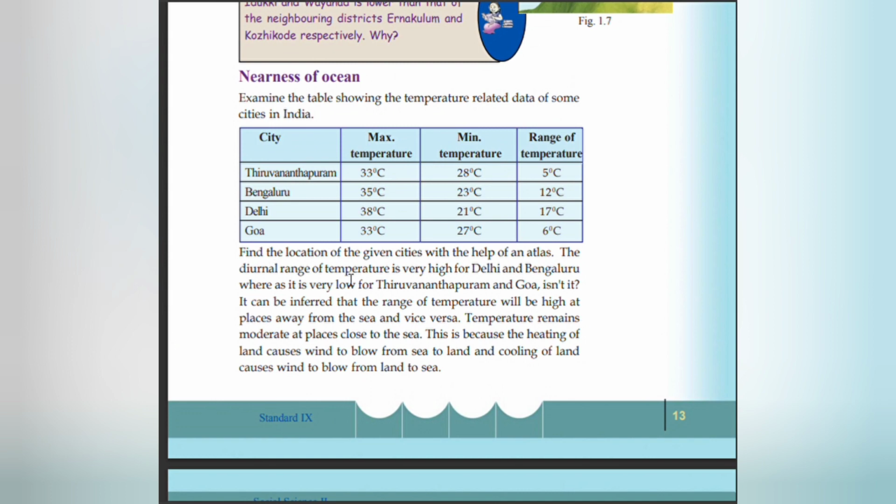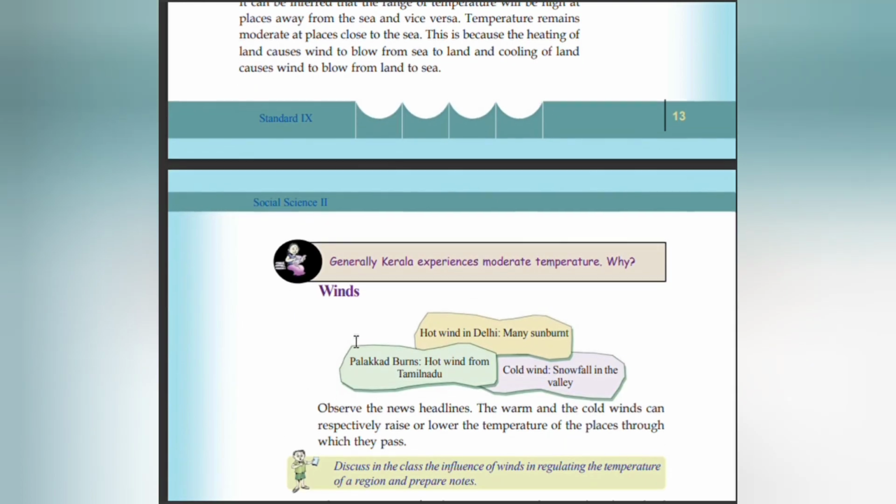The diurnal range of temperature is very high for Delhi and Bengaluru, whereas it is very low for Tirunelveli and Goa. It can be inferred that the range of temperature will be high at places away from the sea and vice versa. Temperature remains moderate at places close to the sea. This is because the heating of the land causes wind to blow from sea to land, and cooling of land causes wind to blow from land to sea.